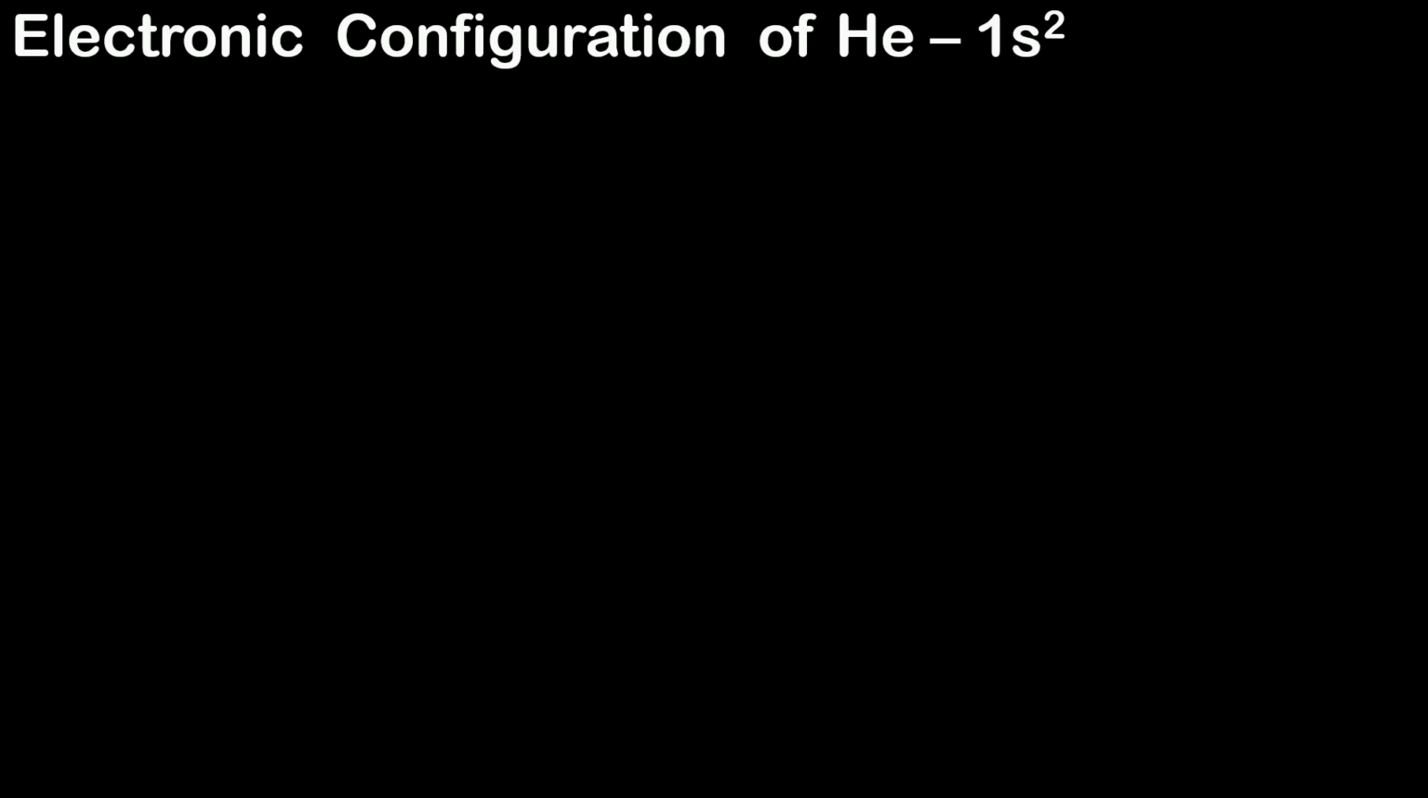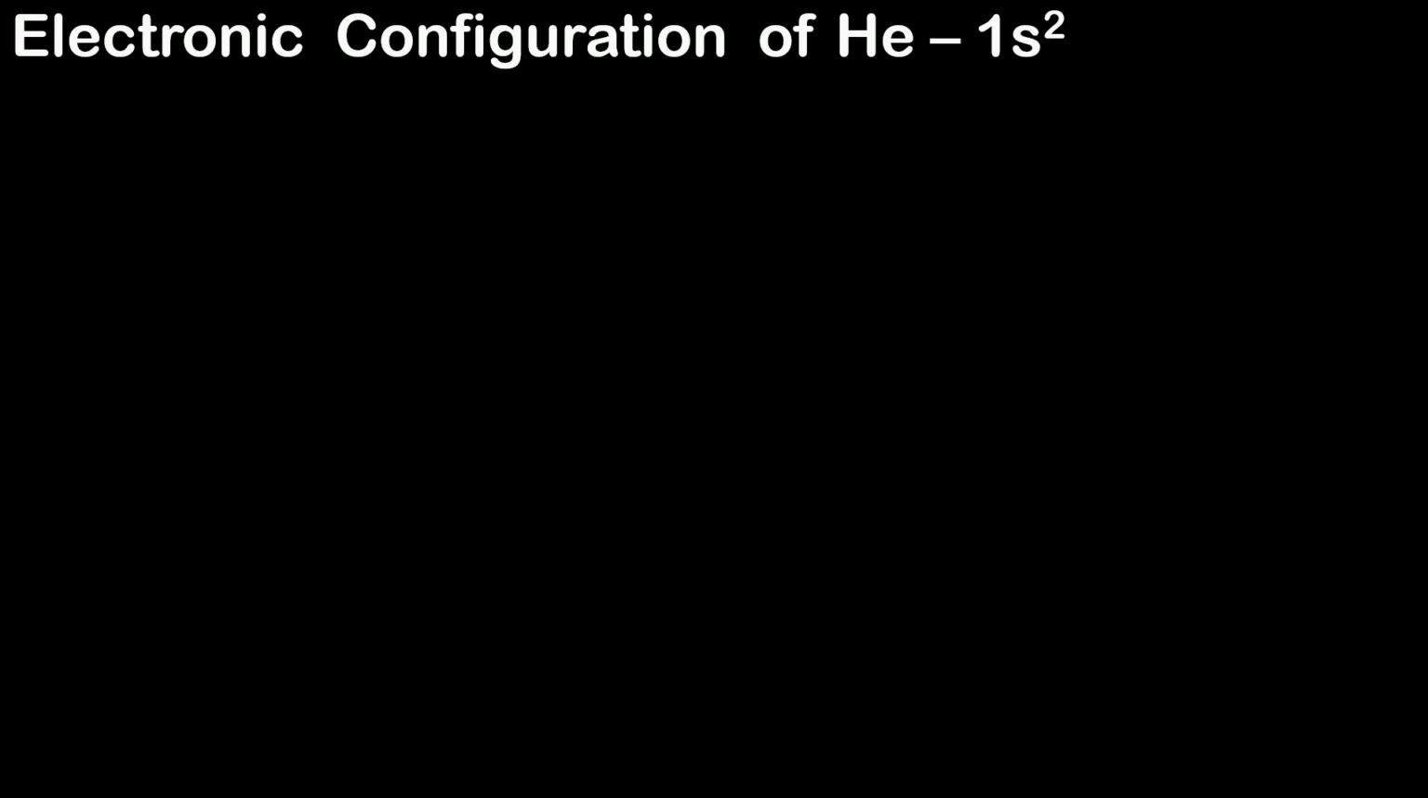As we all know, the electronic configuration of helium is 1s². Now what does this 1s² mean? 1s raised to 2 means that both the electrons of helium are inside the 1s subshell. Now this 1 in 1s is nothing but the energy level. And who tells us the energy level? The principal quantum number tells us the energy level.